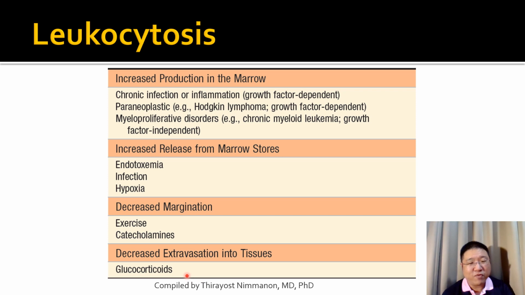So if we do the blood test in patients with glucocorticoid exposure, we may see leukocytosis, even though the white blood cells remain within the blood circulation and they do not go out to the place where they are needed. So that's why the patients with the history of glucocorticoid exposure will have a tendency to get infection.